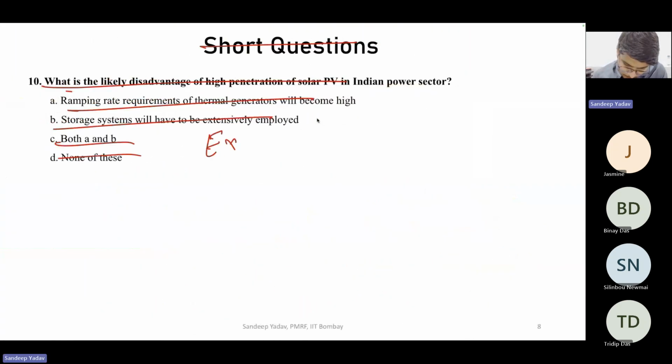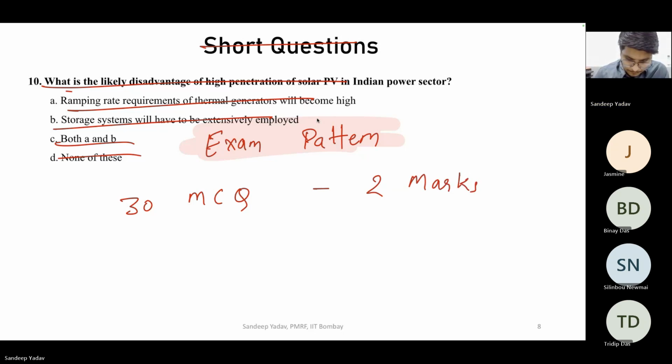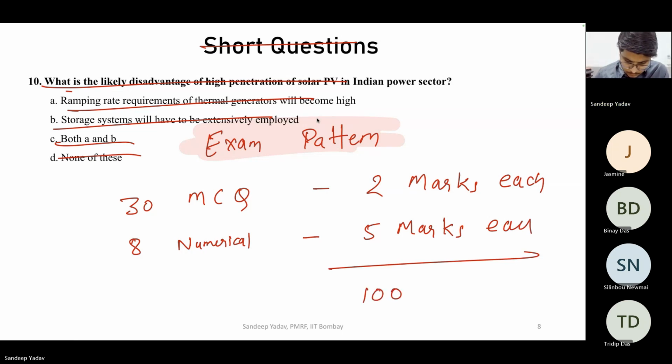I'm writing here the exam pattern. The exam pattern will be 30 MCQs having 2 marks each, and there will be eight numerical answer type or long questions of 5 marks each. So that would constitute around 100 marks, and there will be 38 questions. For these numerical questions, do we have to write the method, or just mark the answer? You have to mark the answers, and in some of the questions, I think you have to write some steps.